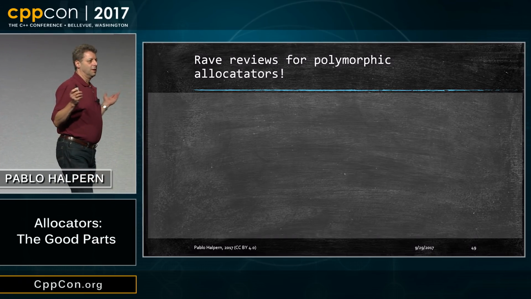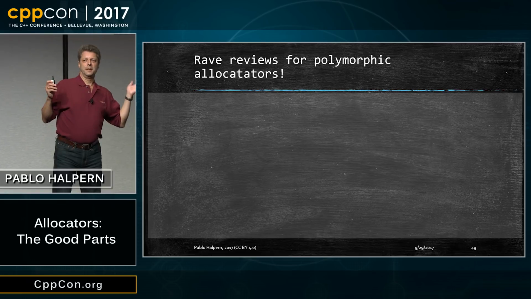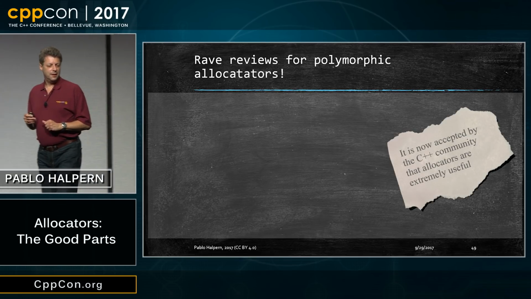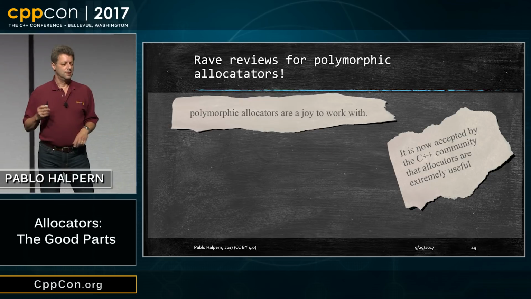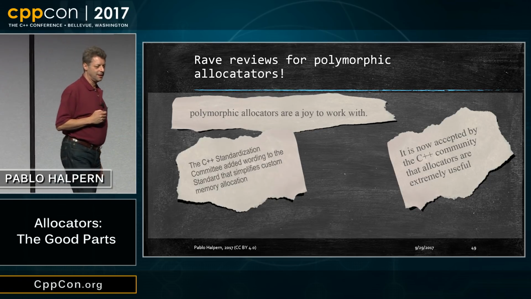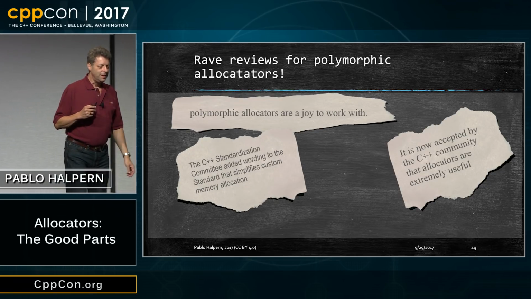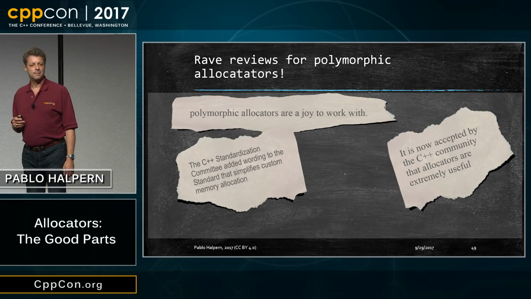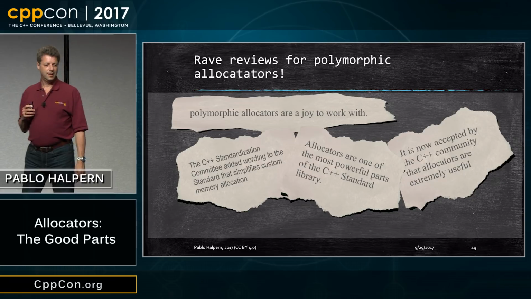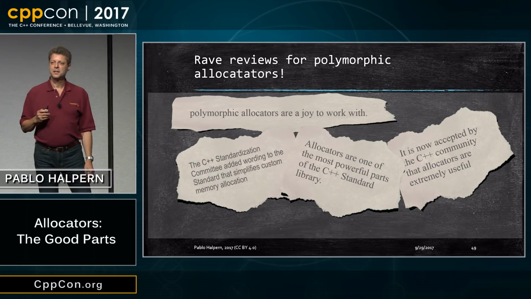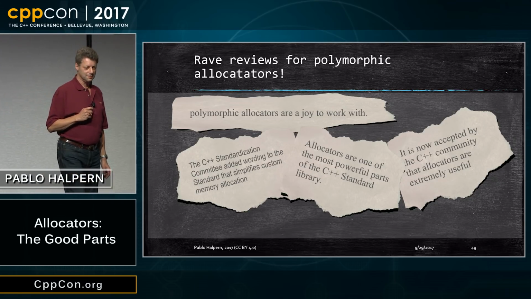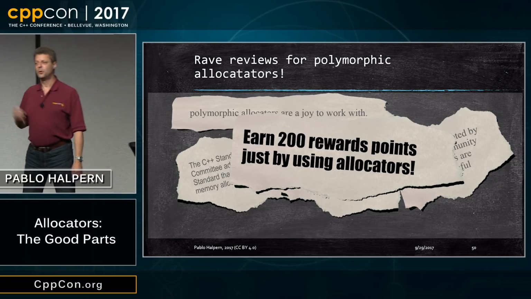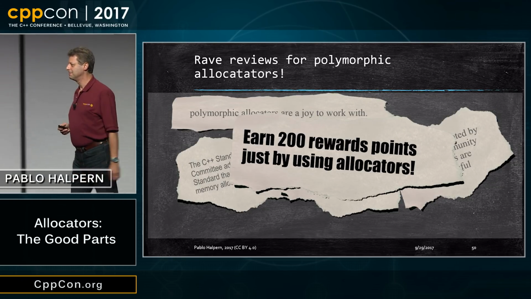So, what would these clippings look like using a polymorphic allocator? You would say, it's now accepted that allocators are extremely useful. They're a joy to work with. The C++ Standards Committee added wording that simplifies custom memory allocation. One of the most powerful parts of the C++ standard. And you earn 200 rewards points when you use them.